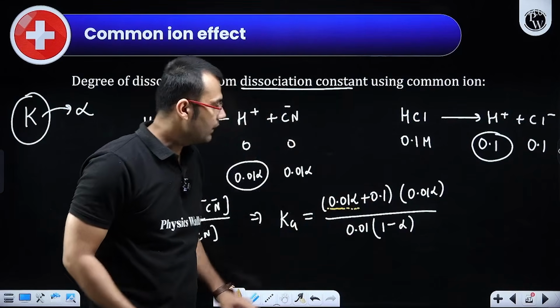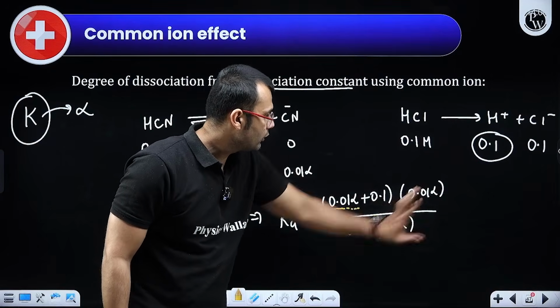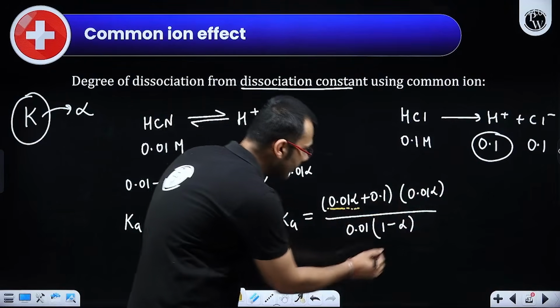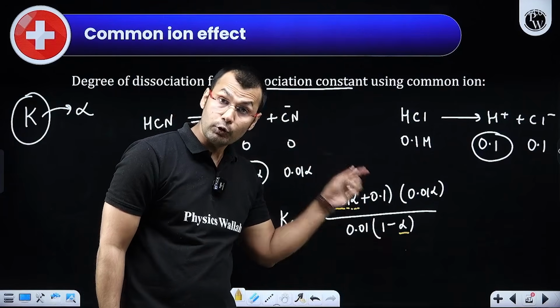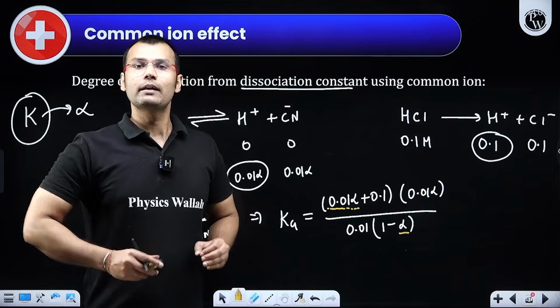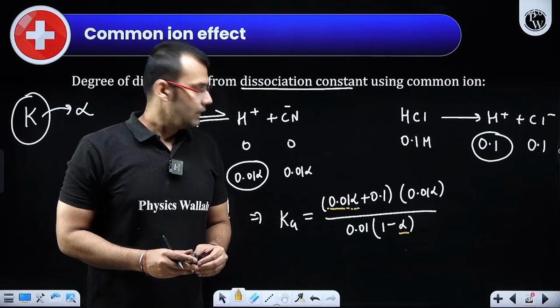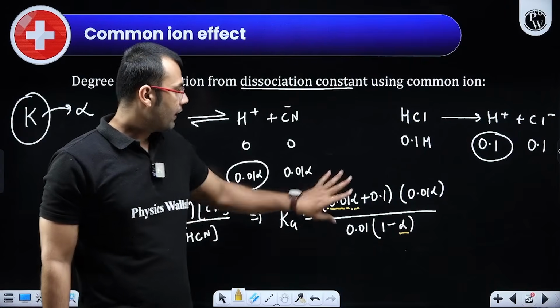So in the numerator, you have only one alpha term, 0.01 alpha. Also, alpha is smaller as compared to 1. So 1 minus alpha will become 1. So due to common ion, the calculation part will become very easy for you, right? And if I know the Ka value, I can find alpha from this.